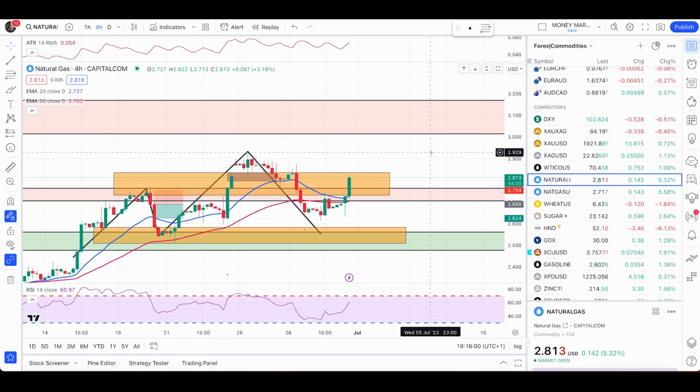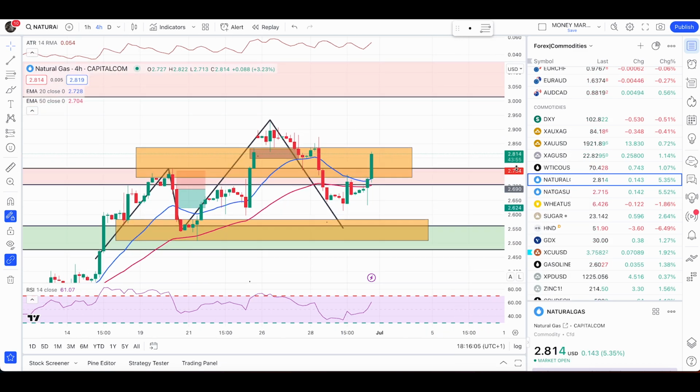So let's start our analysis, starting with natural gas, gold, silver and crude oil. So what do we have right here on natural gas?